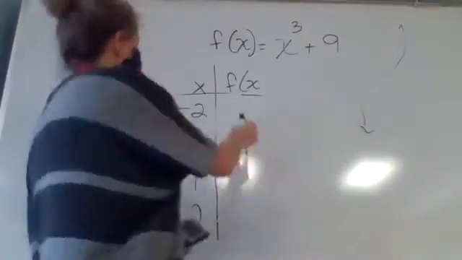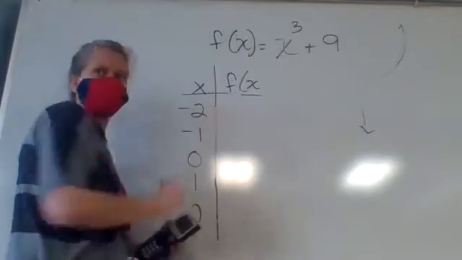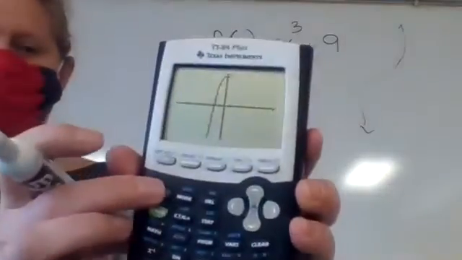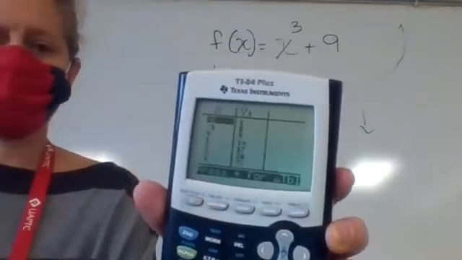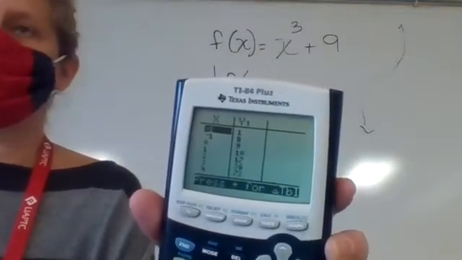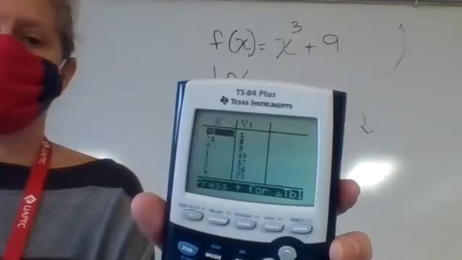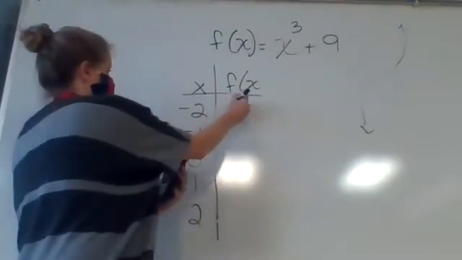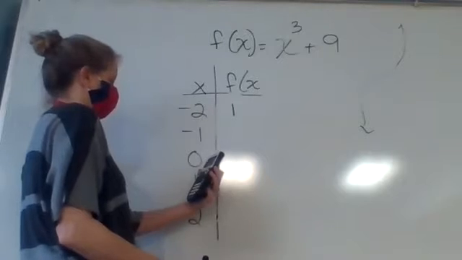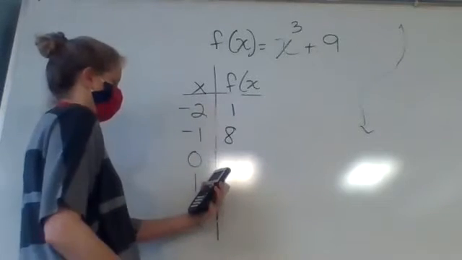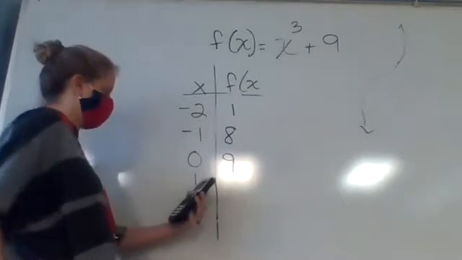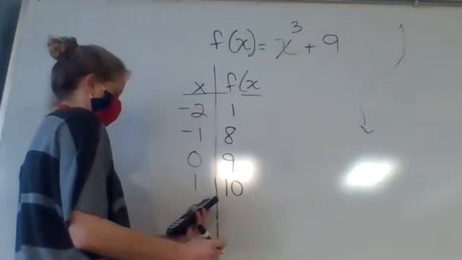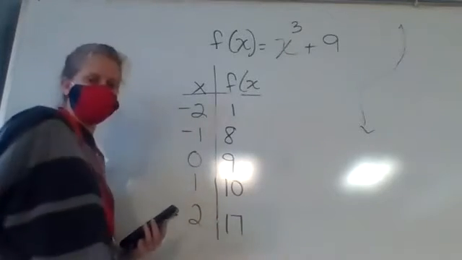So now what do I need to know? I just need to know this. What are you going to get to the table? Second graph. There's your table. So -2 goes with a 1. -1 goes with an 8. 0 goes with a 9. 1 goes with 10. And 2 goes with 17.